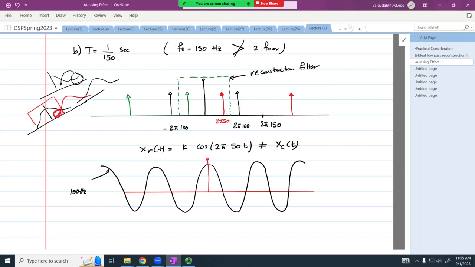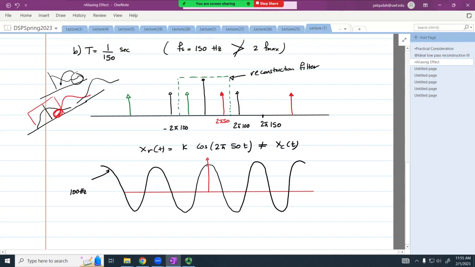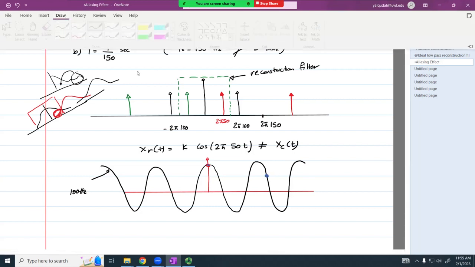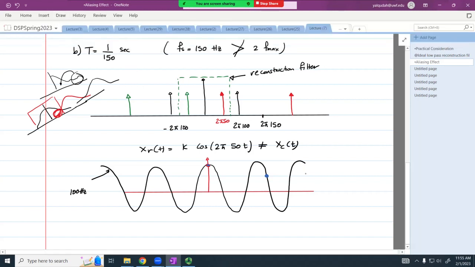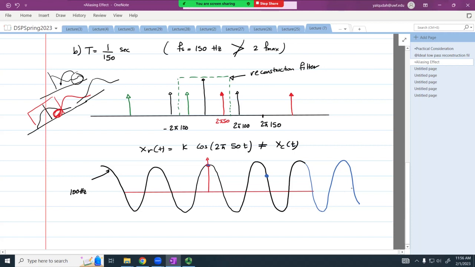Now what's happening here? I'm sampling this signal, and my samples are taken like this. Originally, I should be taking more than 2 samples per cycle to meet the Nyquist criteria. Instead, I'm not satisfying that. So I'm taking samples very far apart. I'm taking a sample here, the second sample is here, the third sample is somewhere here, and the same thing on the other side.